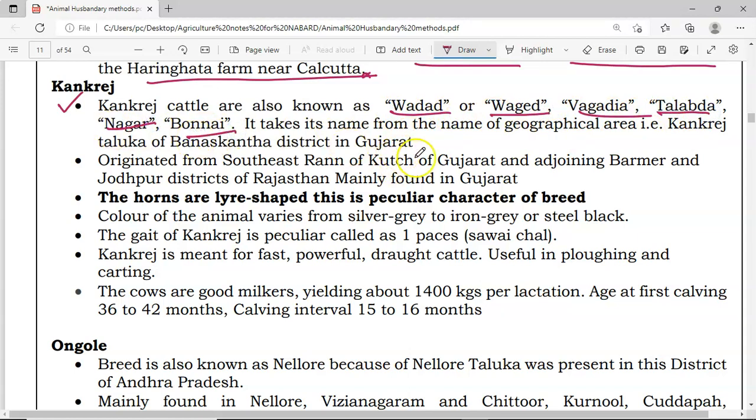Kankrej is also a dual purpose breed, and it is known as Wadad, Vagadia, Talabda, Nagar and Bonai. It takes its name from the geographical location of Kankrej Taluka of Banaskantha district in Gujarat. It originates from the southeast region, the Rann of Kutch of Gujarat, and adjoining Barmer and Jodhpur districts of Rajasthan, and is mainly found in Gujarat.